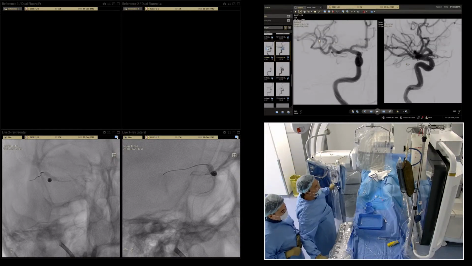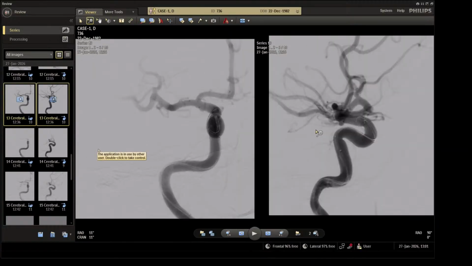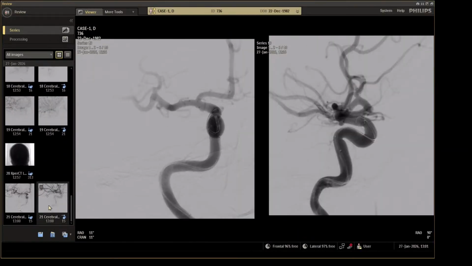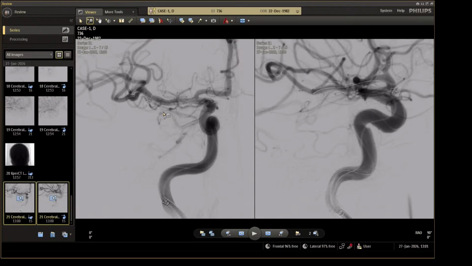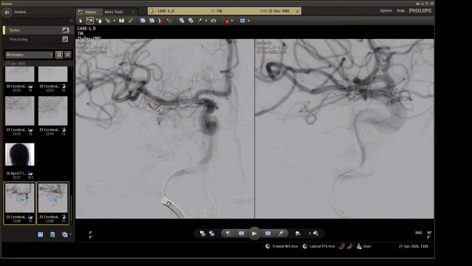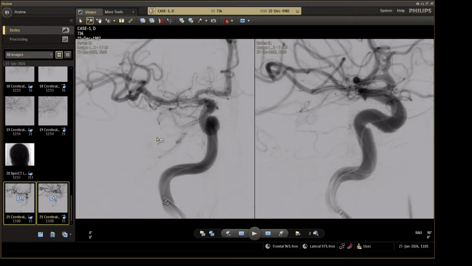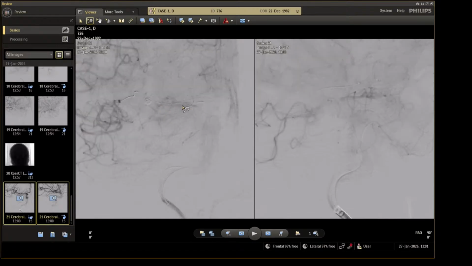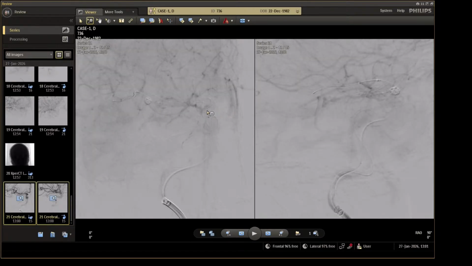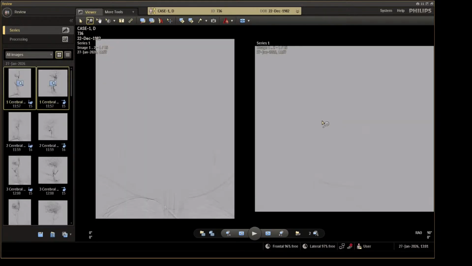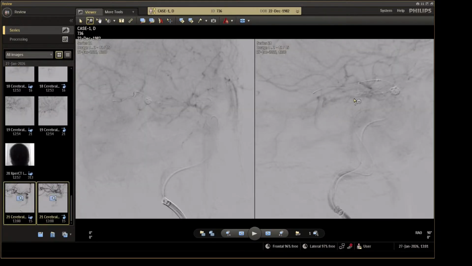Yes, this one looks like... Yes, it might be flicking from the branch. And this looks like the leak to the interpeduncular cistern, this one.